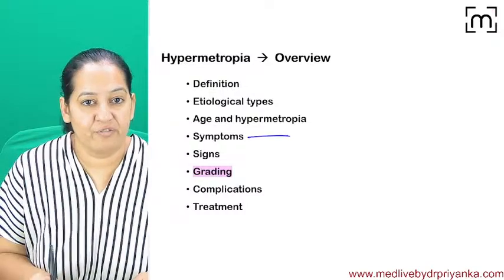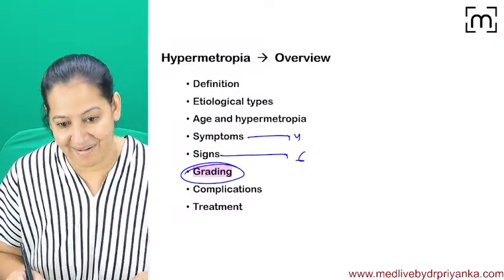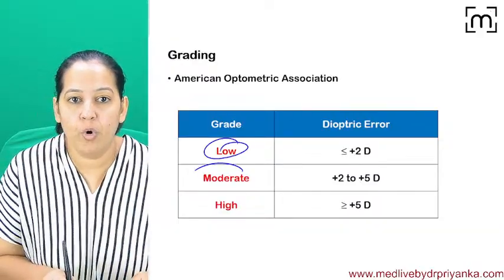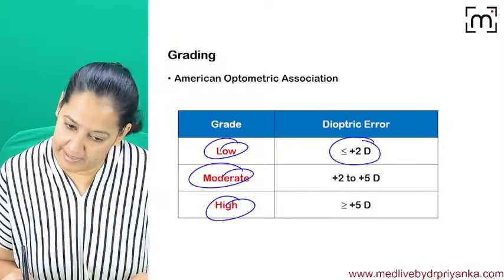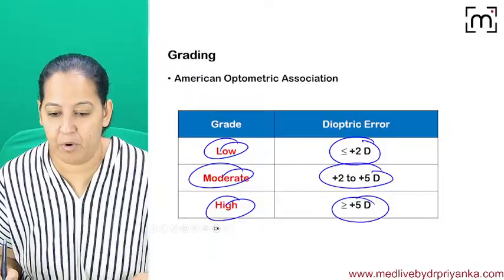So we are done with 4 symptoms and 6 signs. Can I come on the grading of hypermetropia? I must come. The grading of the hypermetropia. We divide the hypermetropia into 3 grades: low, moderate, and high. If the hypermetropia is less than 2 diopter, it's low. 2 to 5, it's moderate. More than 5, it's high.